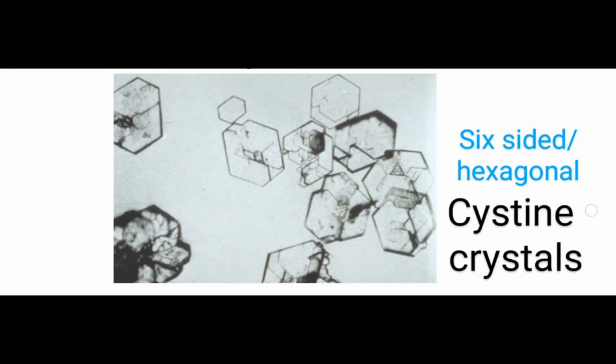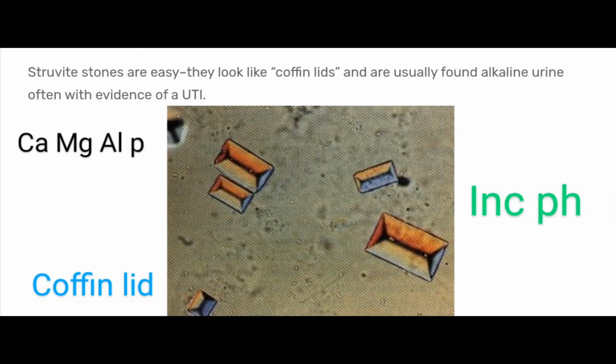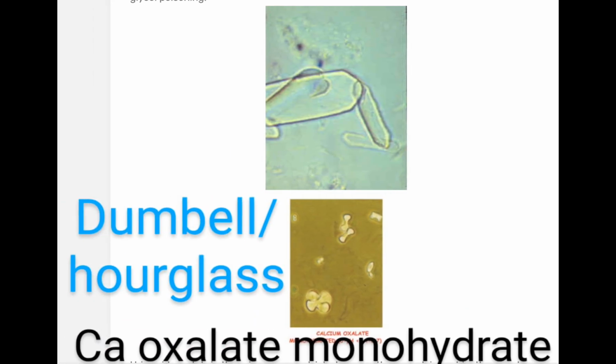Then we have cystine. Cystine crystals are six-sided or hexagonal. Then we have calcium oxalate monohydrate. Dihydrate was envelope shaped or bipyramidal, while monohydrate is dumbbell shaped or hourglass shaped. Dumbbell or hourglass shaped. And then struvite stones, the true white stones, will have coffin lid shaped crystals. These are calcium, magnesium, ammonium phosphate stones, seen in basic pH and linked with the UTI. Coffin lid shaped.